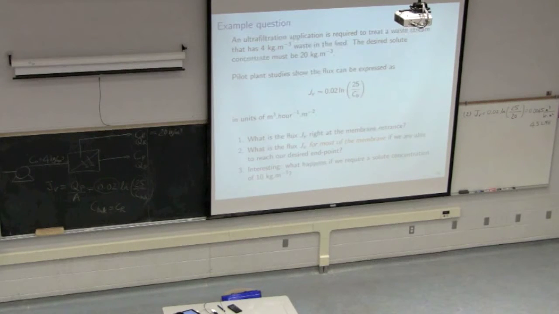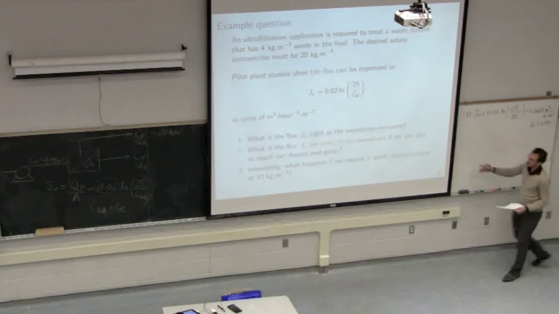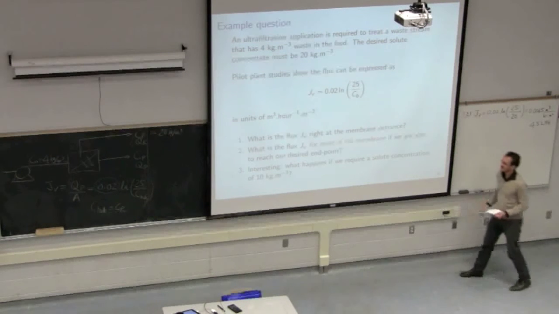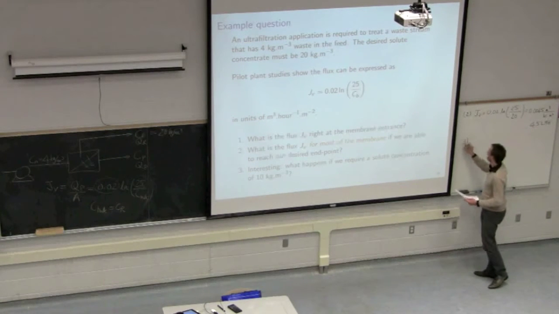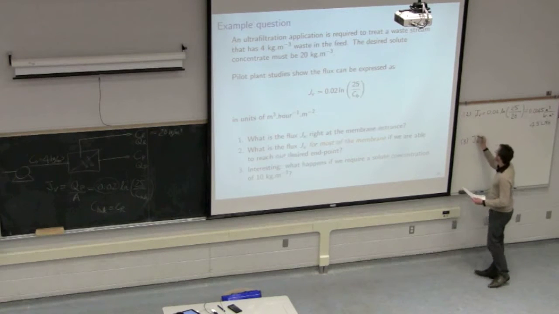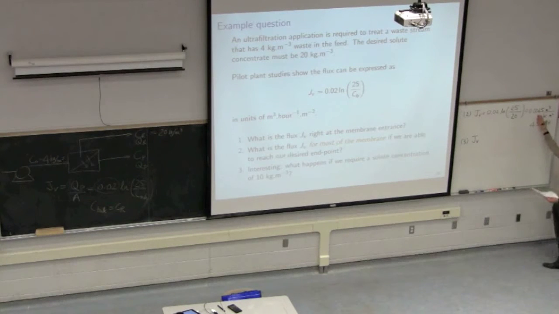Now let me ask you the following. What is the flux? This is part three. What is that flux if we're going to require a solute concentration of 10 kilograms per meter cubed? Is it going to be higher or lower? Just looking at that equation, is my flux going to be greater or smaller than this value if I would like, instead of 20 coming out of the retentate, I'd like 10 kilograms.